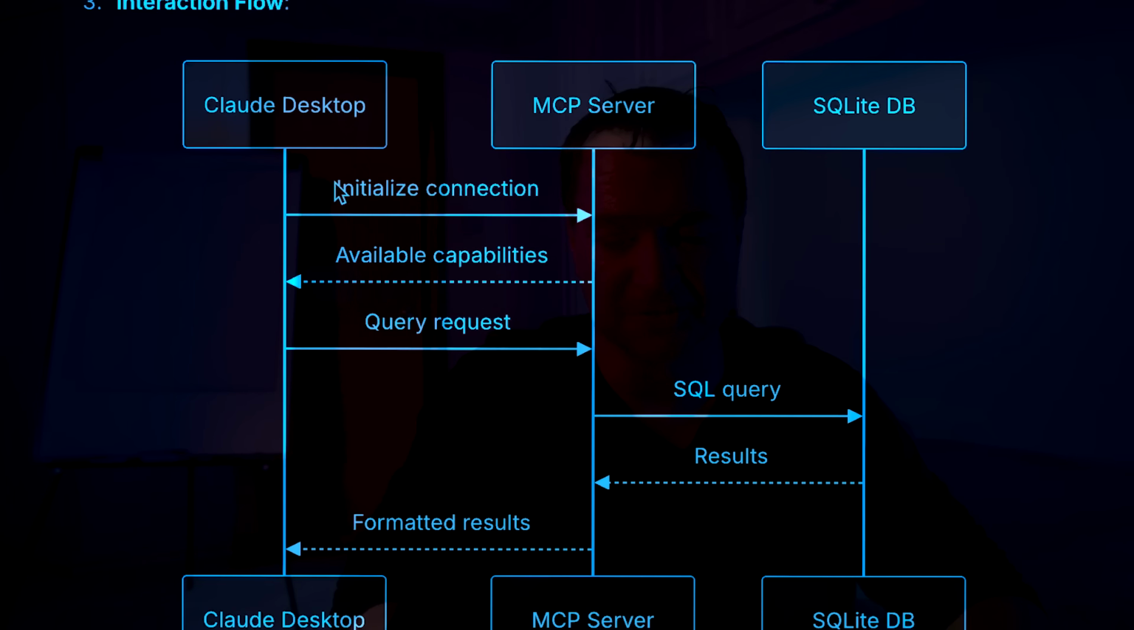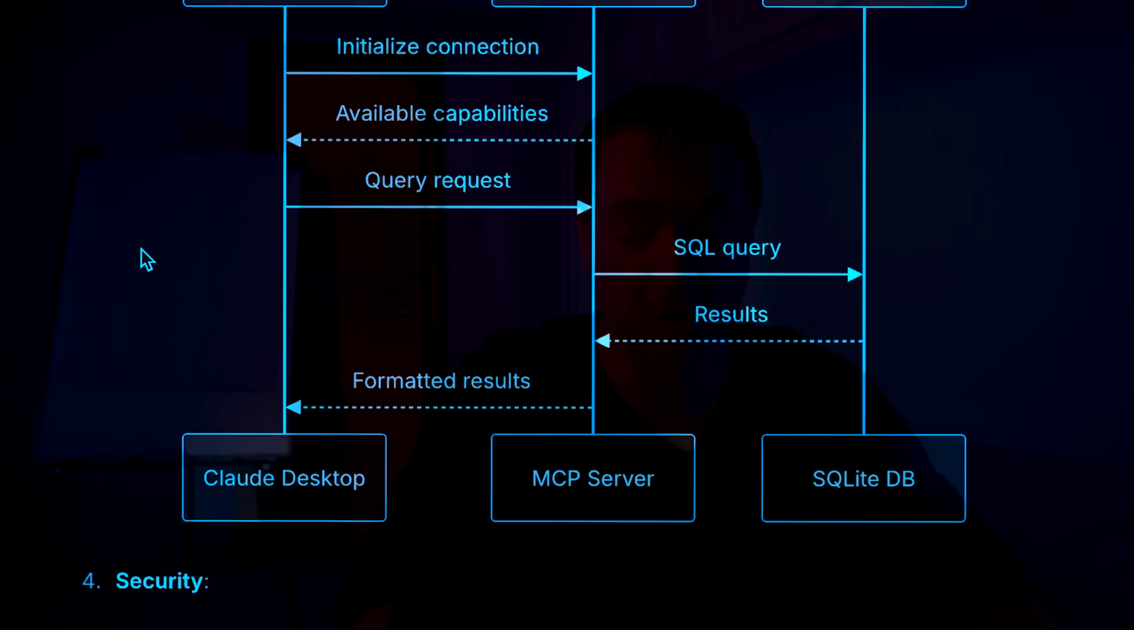This is the diagram that shows the same thing. Claude Desktop, MCP Server, SQLite Database: initialize, available capabilities, query request, perform the SQL query, get the result, and then have the formatted results. The only difference in this diagram is I'm not using Claude Desktop, I'm using my MCP CLI, everything else is the same. And from an LLM point of view, rather than using Sonnet, I'm using my own LLM.